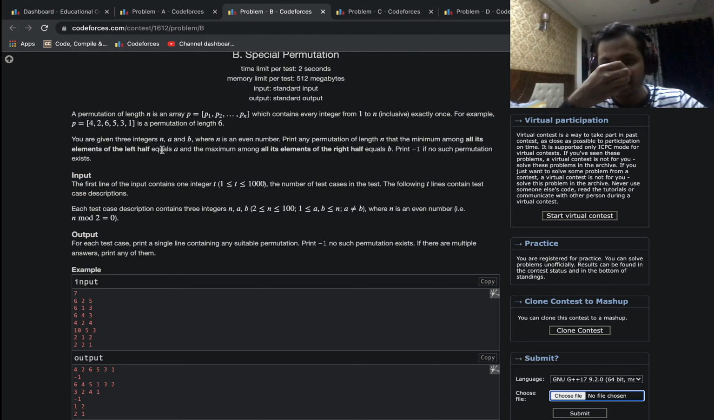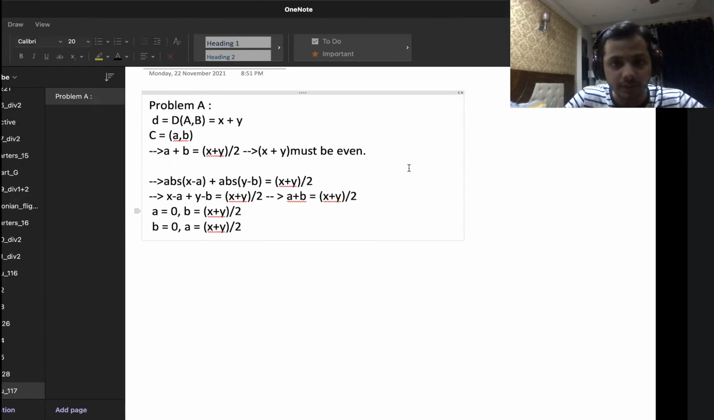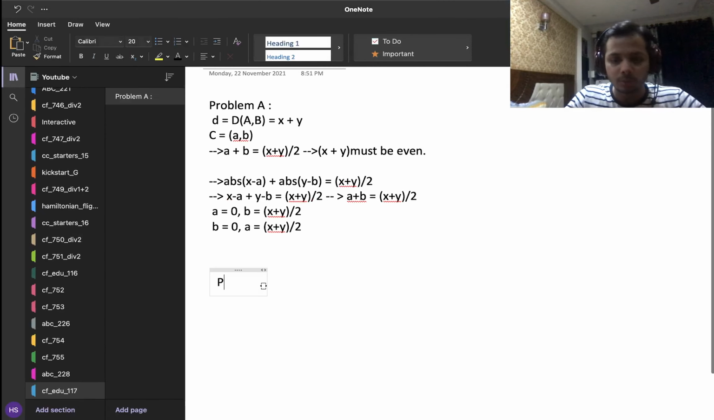Of course, if n is even, we know that the left and right halves are of the same length, that is n/2. So there is no problem there. And we have to print -1 if there is no such permutation possible. Alright, so let's see how we approach this problem.